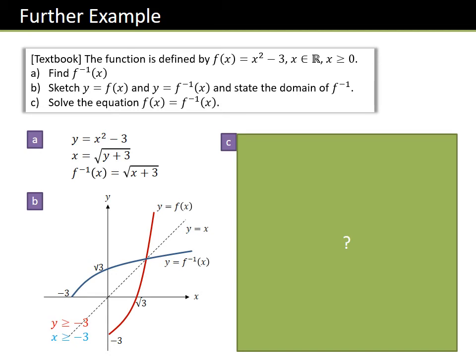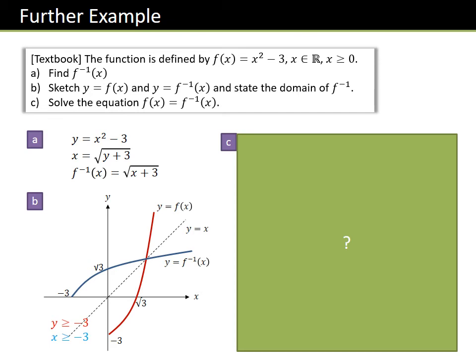So if you look at the domain for this, the domain was x had to be greater or equal to 0. The range, well, it starts at minus 3 and it heads off to infinity. So our range for this will be y is greater or equal to minus 3, which gives us therefore our domain for our inverse function, x is greater or equal to minus 3.